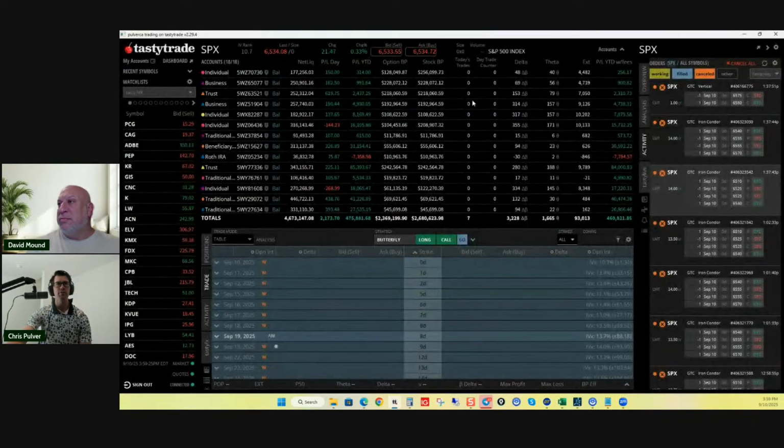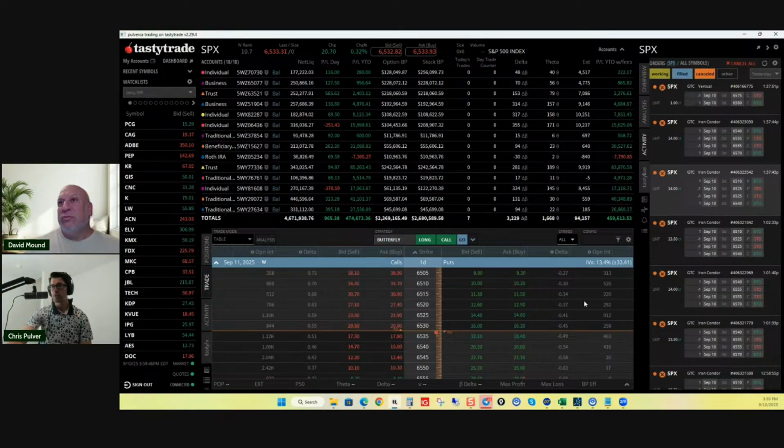Type in if you can see my screen pretty well. You can see September 11th right here, 1 day expiration. And the plus minus is we have a 13.4% implied volatility and a plus or minus 33.45 on the day, which means if I were to take the trade right now at the closing bell, the market's expected to move about 33 to 34 points tomorrow. So upwards to about 6,568, or down to about 6,500. That's kind of the high or the low for tomorrow.